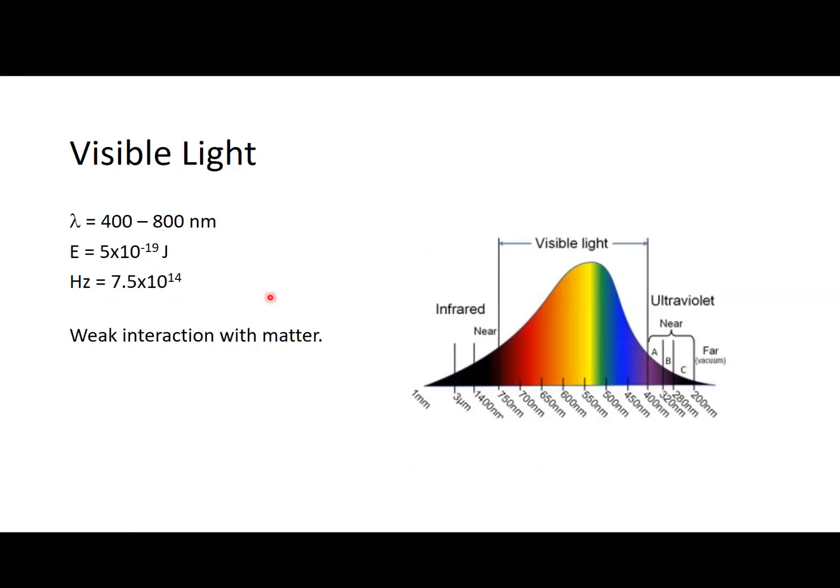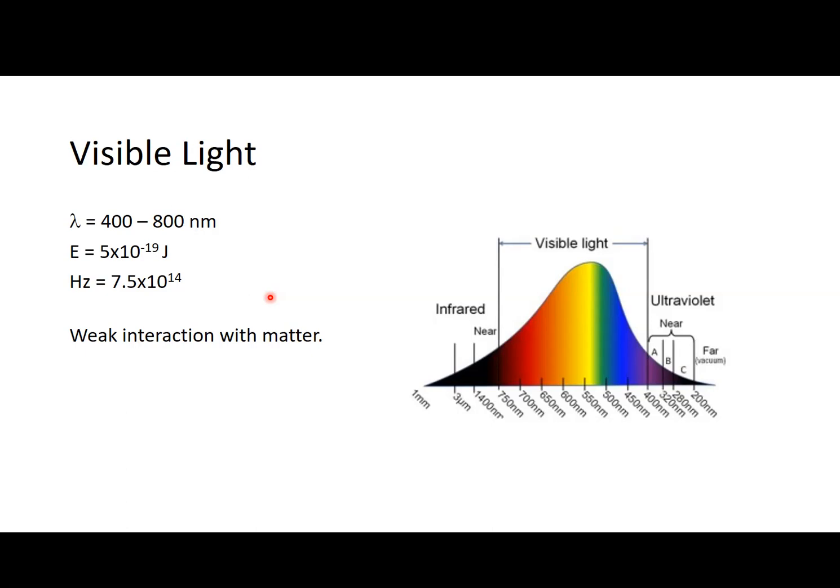So if you're shining visible light, like a flashlight, on matter, not much is going to happen. There are some chemical reactions that can be driven by this, sure, but for the most part, not much happens. Usually it just ends up getting scattered, and we're able to see those colors.